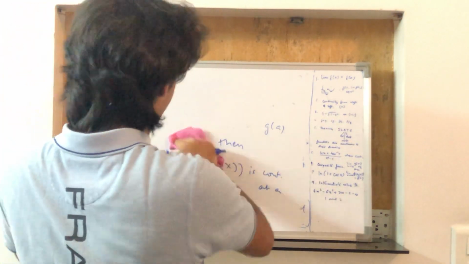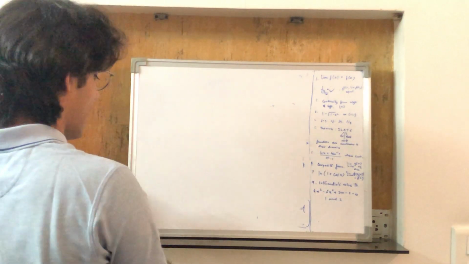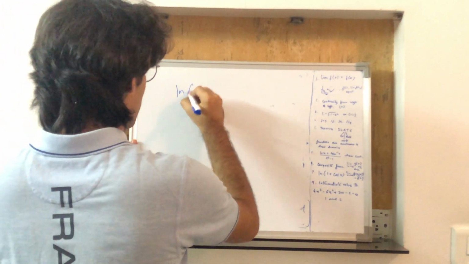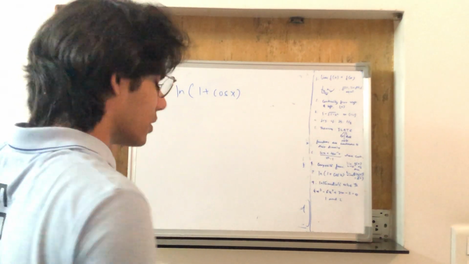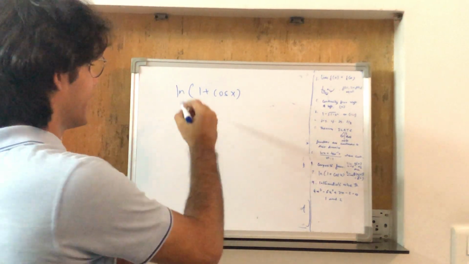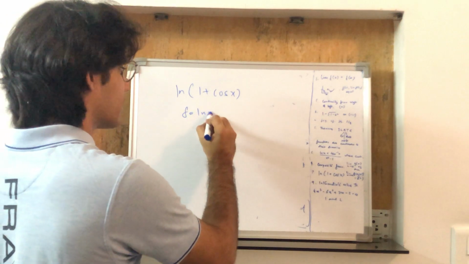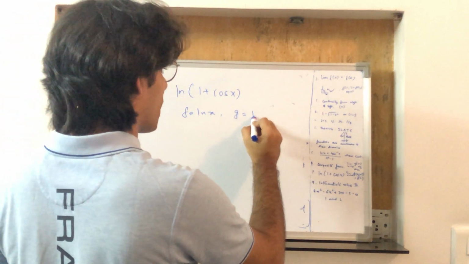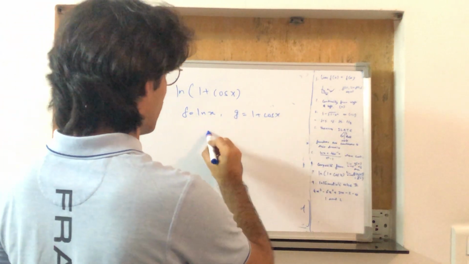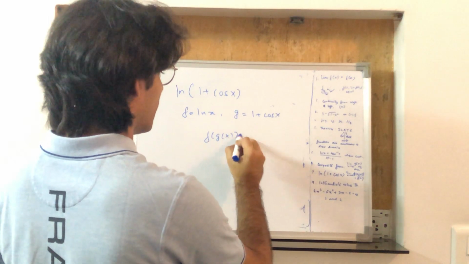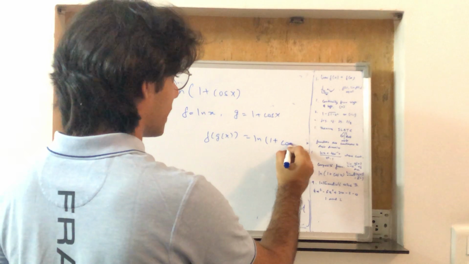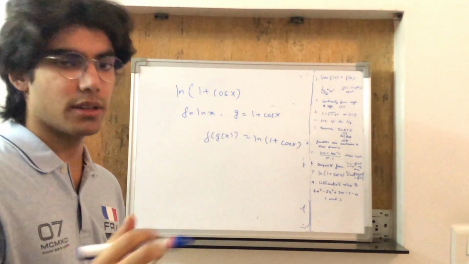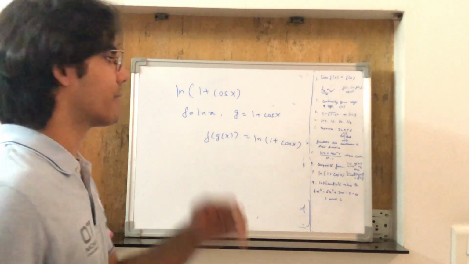Let's look at an example. I have ln of 1 plus cosine of x. This is a composite function where f is ln of x and g is 1 plus cosine of x. So f of g of x is ln of, I put that in for x, 1 plus cosine of x. This is a simple textbook composite function.